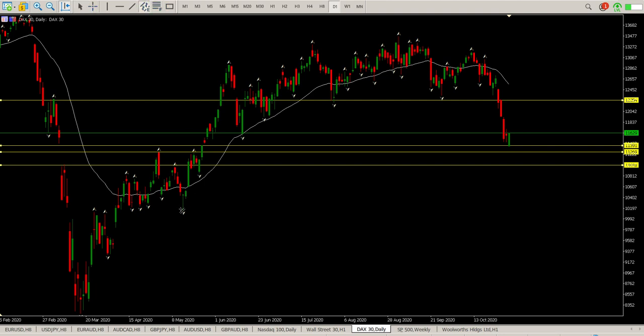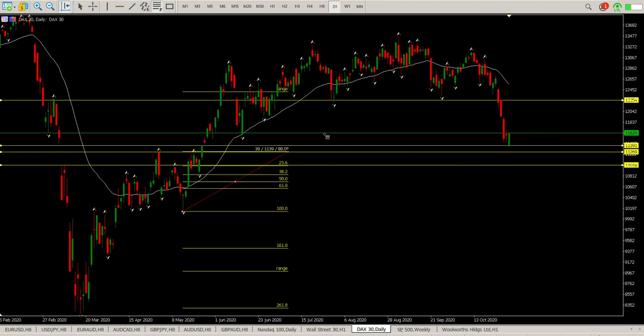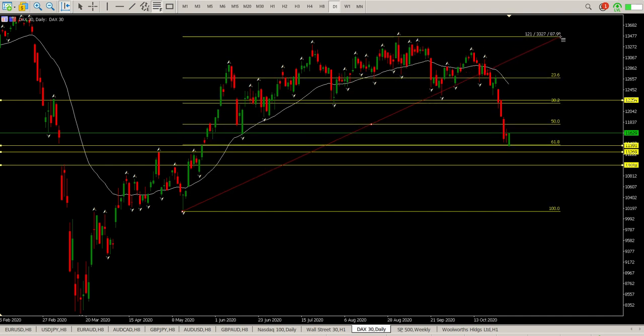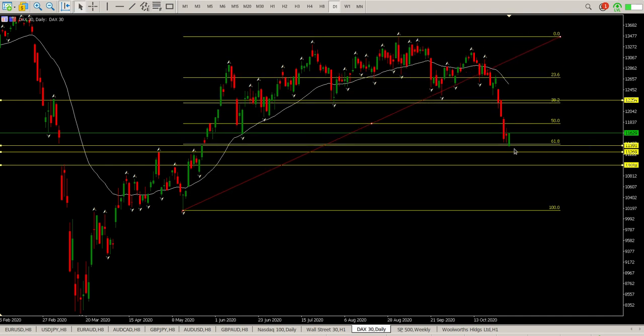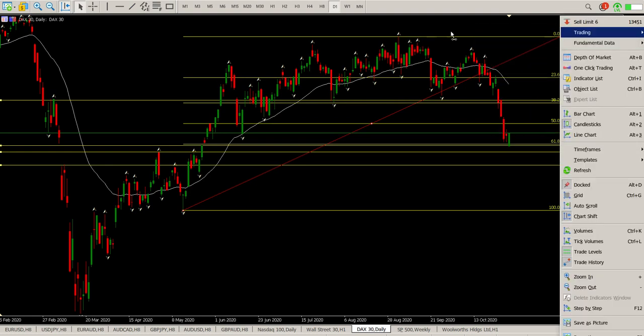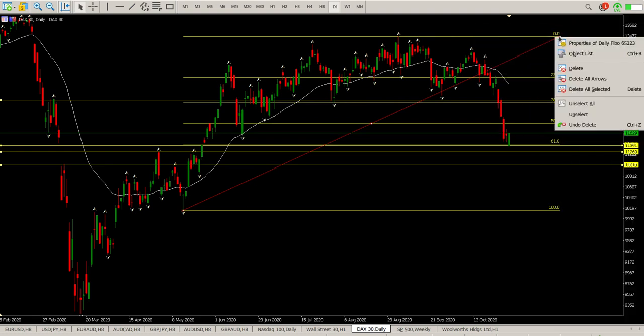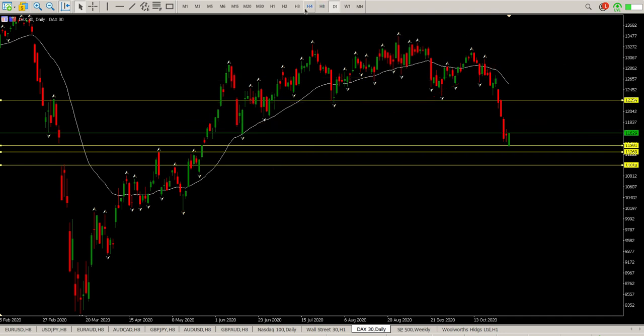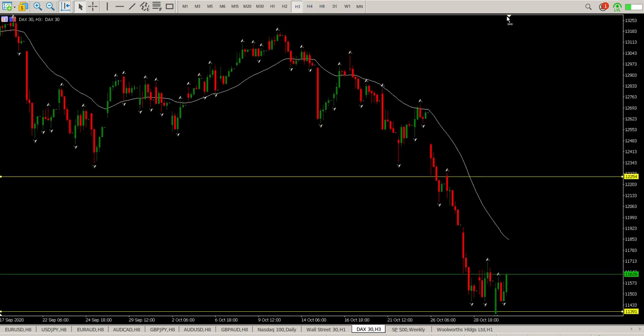The other one that I just want to highlight here, oh no, not that, we want a Fibonacci here. I just want to see where we are in relation to Fibonacci. 61.8, slap bang, and we bounced off it. Okay, so let's just get down to some levels we can trade.